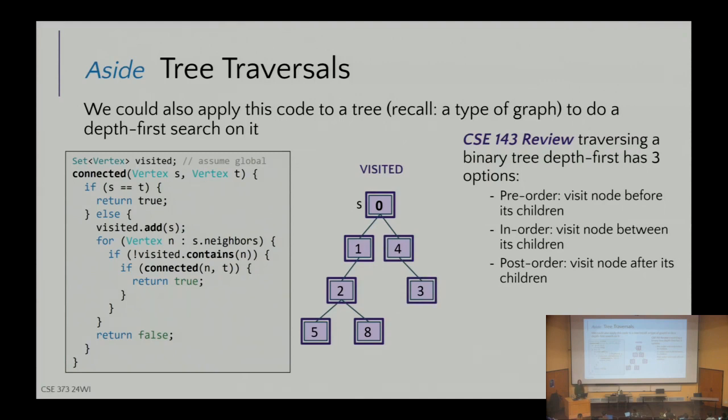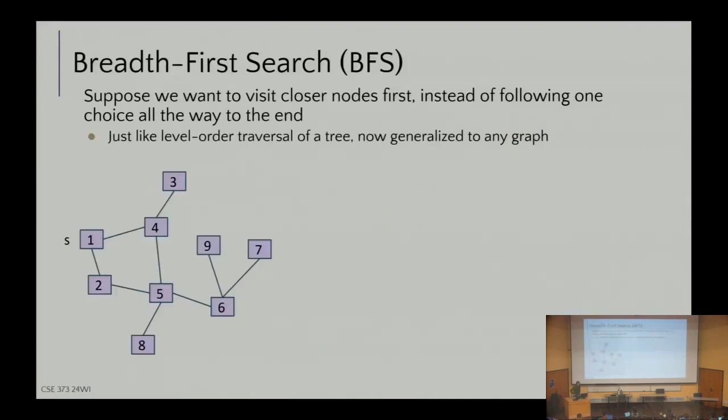I'm going to show you why I'm spending so much time clarifying why the depth part of this matters. But this is all about exploring the first neighbor I see, and then the first neighbor of the neighbor I see, and then the first neighbor of the neighbor's neighbor I see, and so on and so forth. Great. Welcome to the other style of graph traversal, breadth-first search.